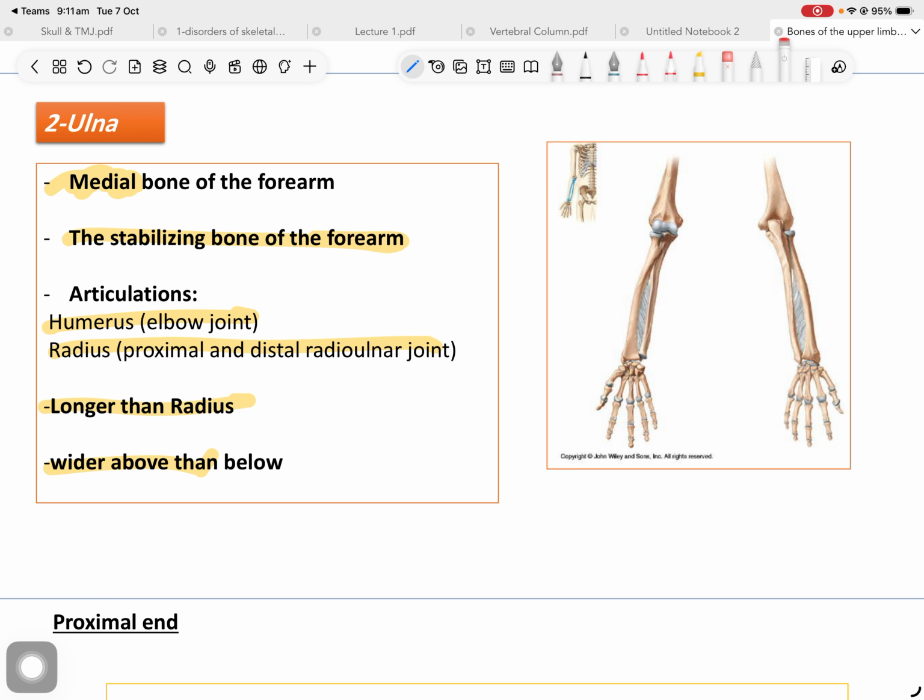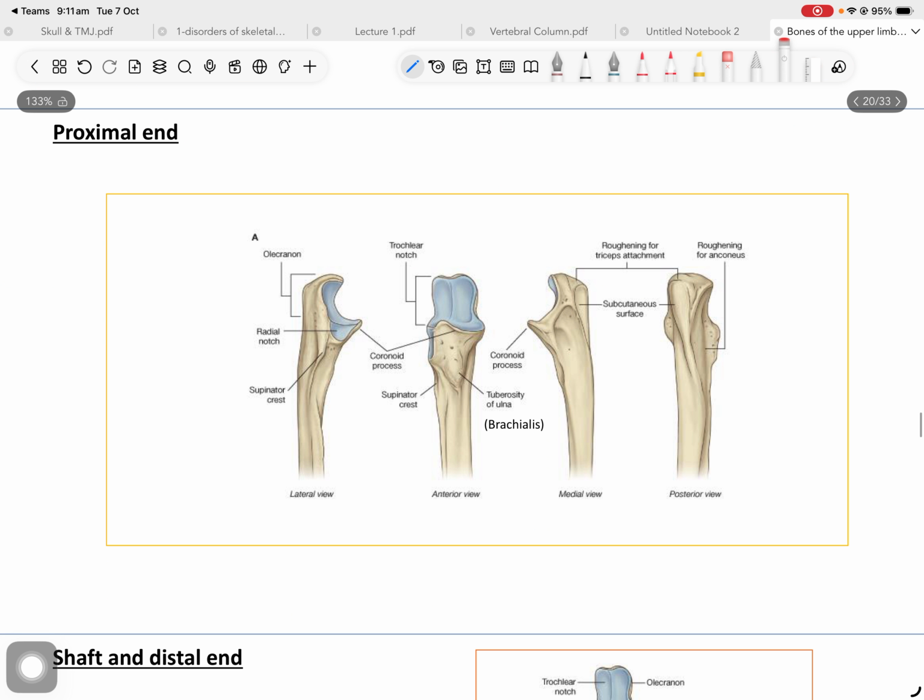What about the proximal end? It resembles a wrench, like this. So it has a notch in the middle. It has two processes. Posteriorly here, this is the posterior of the ulna. I have a large process, we call it the olecranon process, which comes inside what? The olecranon fossa, located in the posterior aspect of the distal end of the humerus.